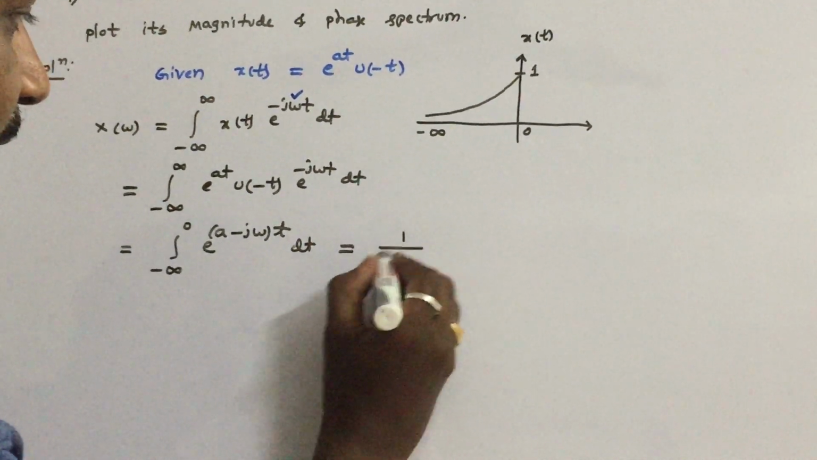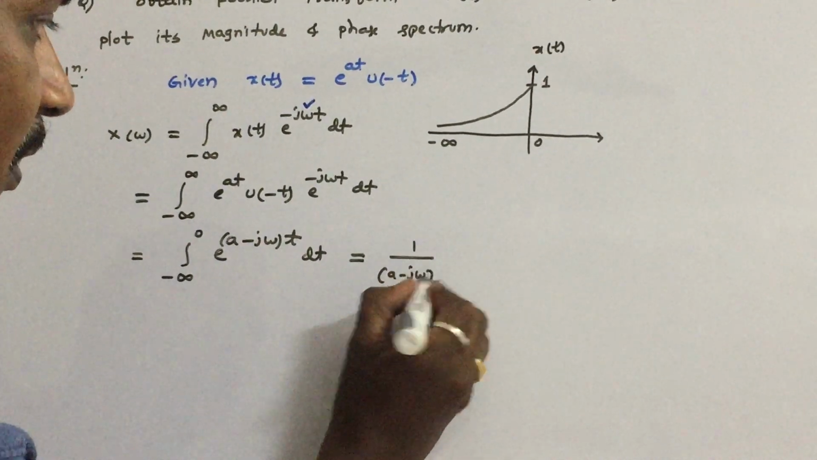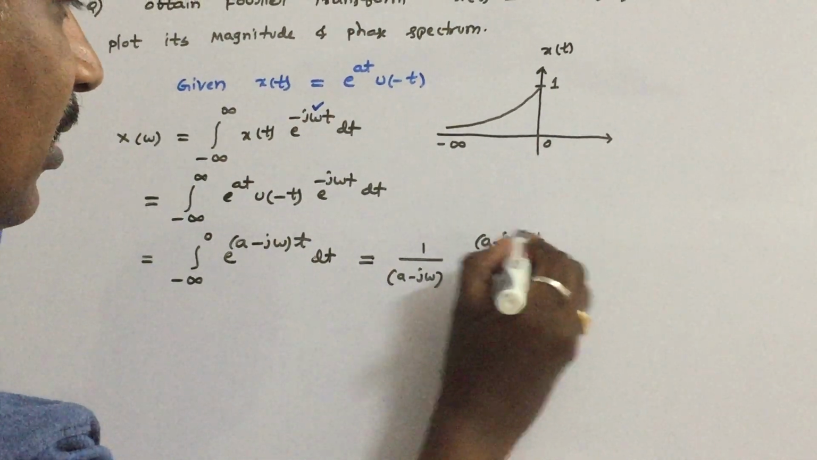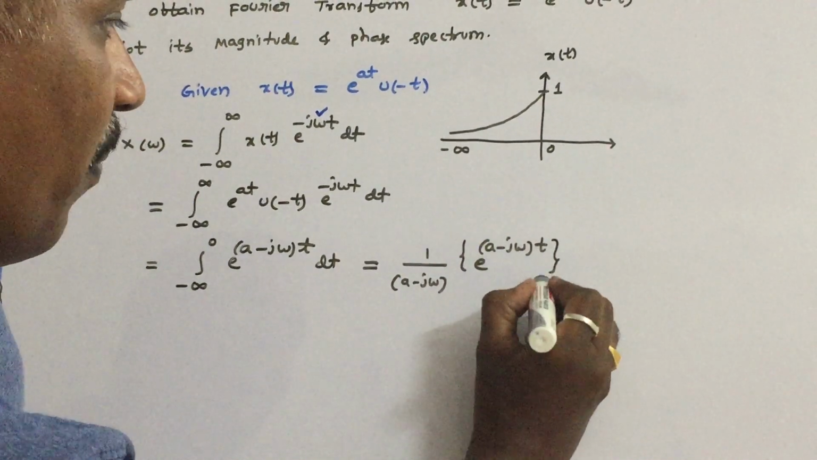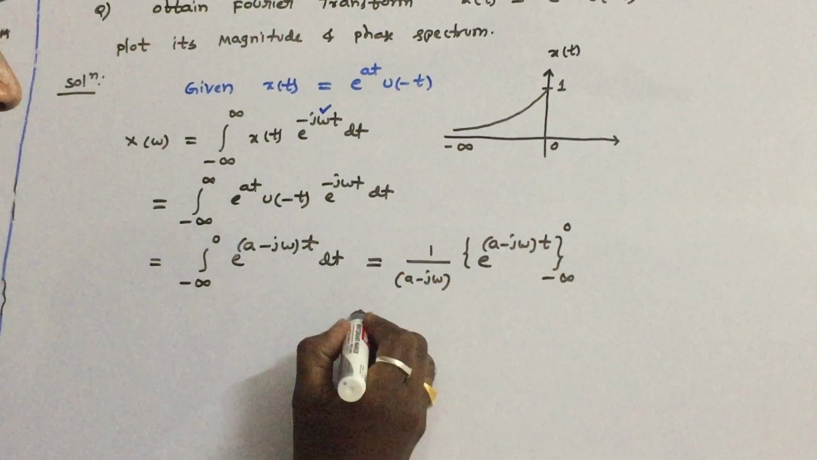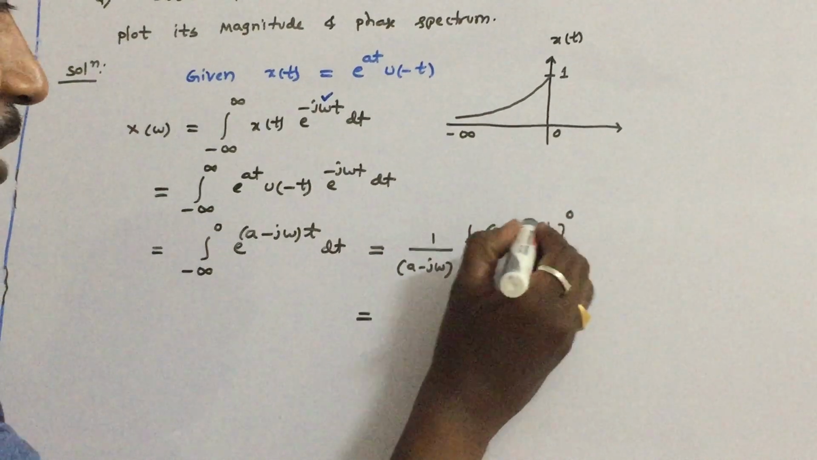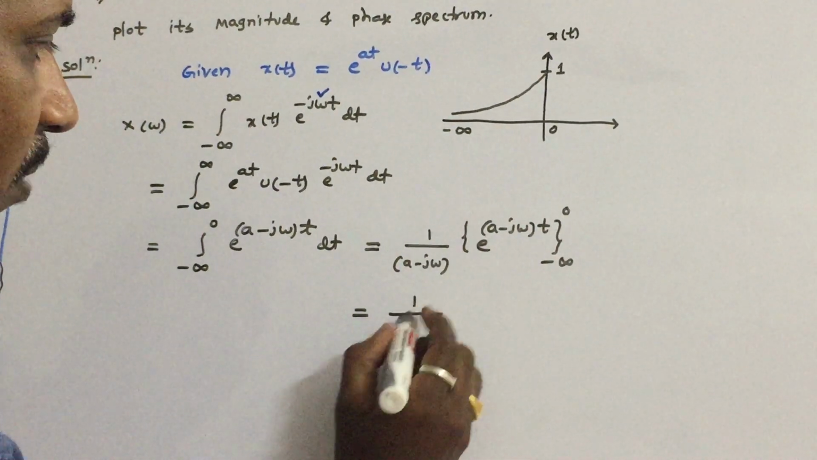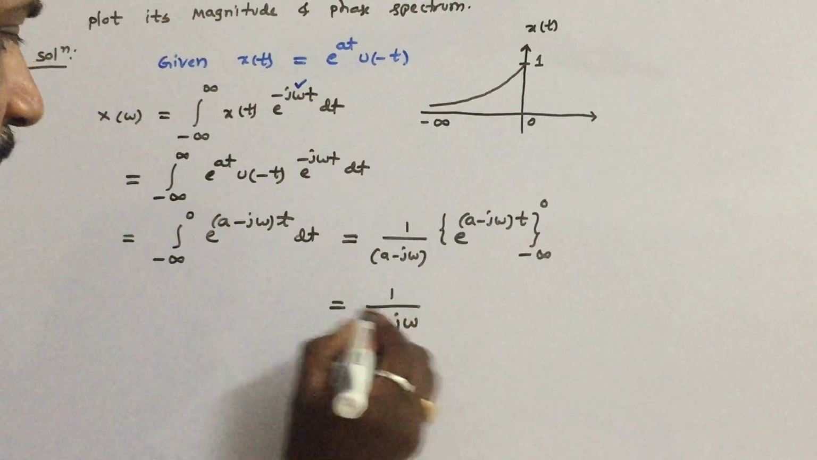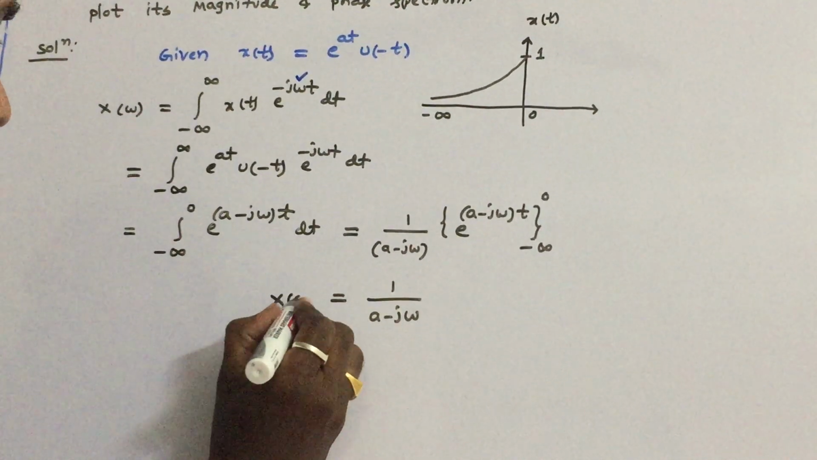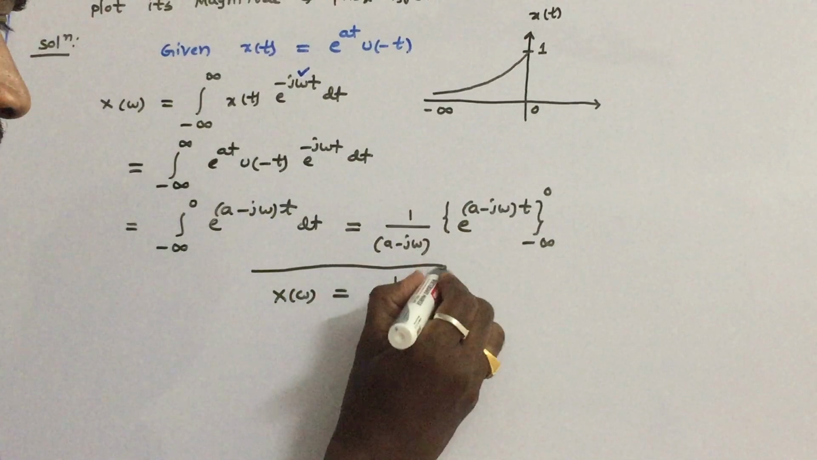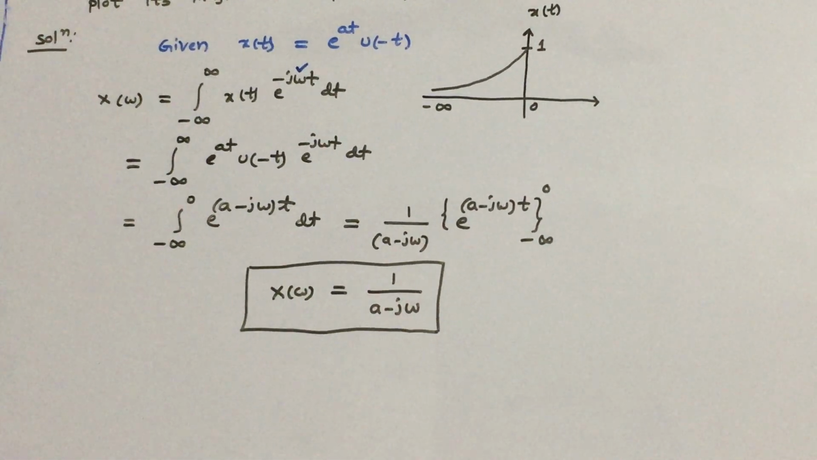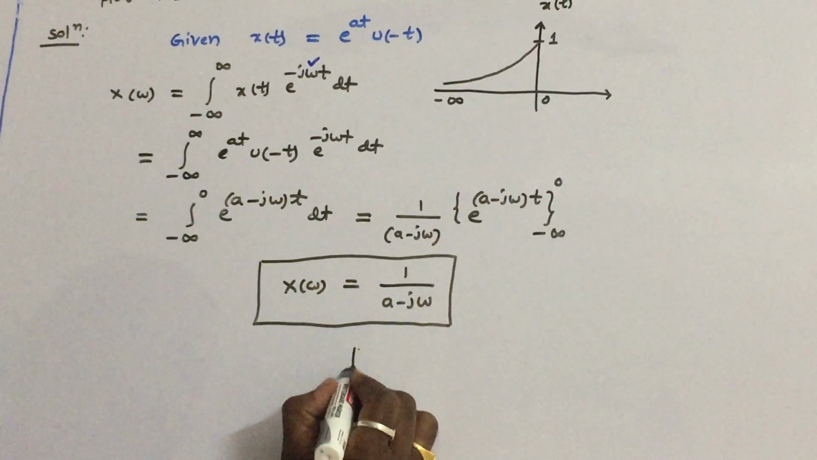What is the integration answer for this? 1 by a minus j omega into e power a minus j omega t, substituting the limits minus infinity to 0. If you substitute 0, e power 0 is 1, and e power minus infinity is 0, so it will come out as 1 by a minus j omega. So this is your Fourier transform. Let us plot the magnitude and phase spectrum.